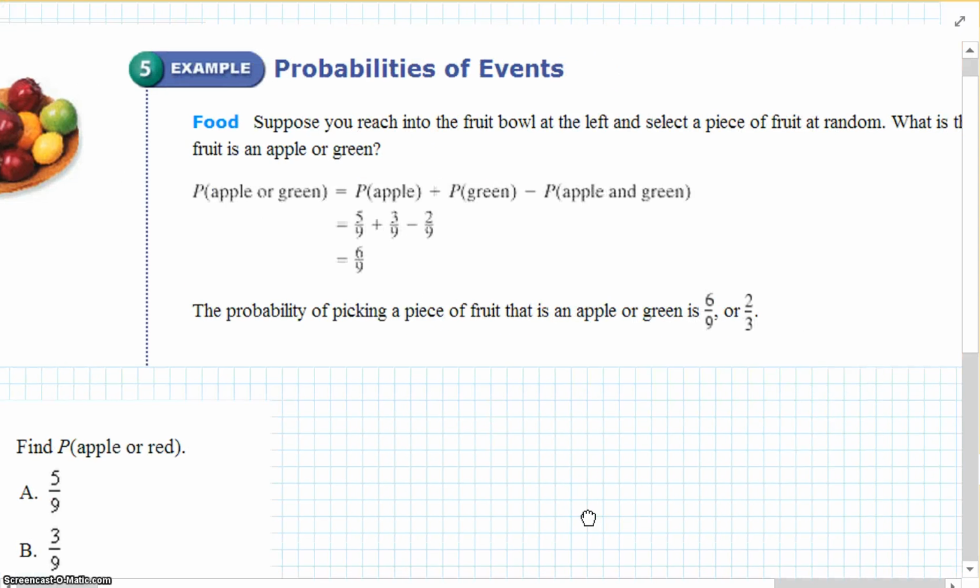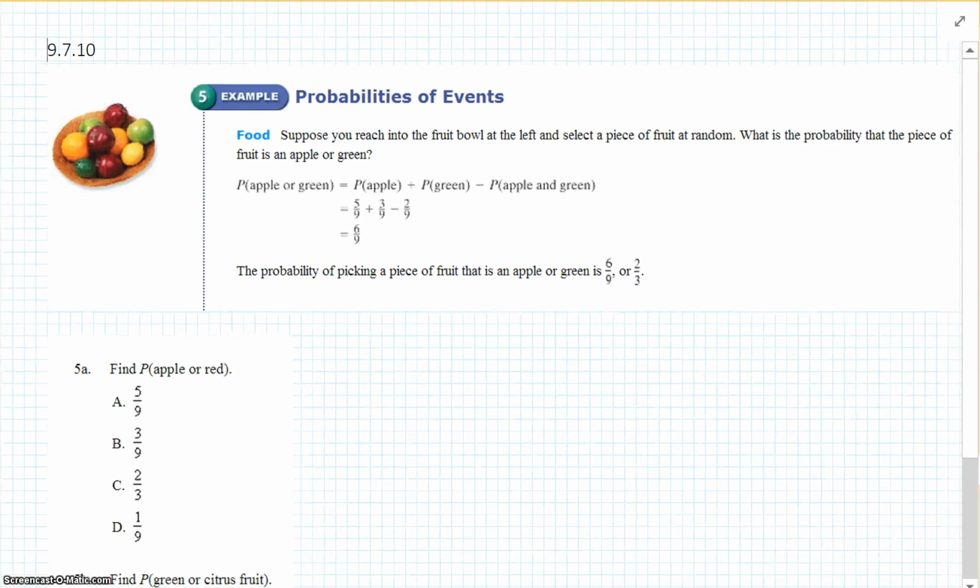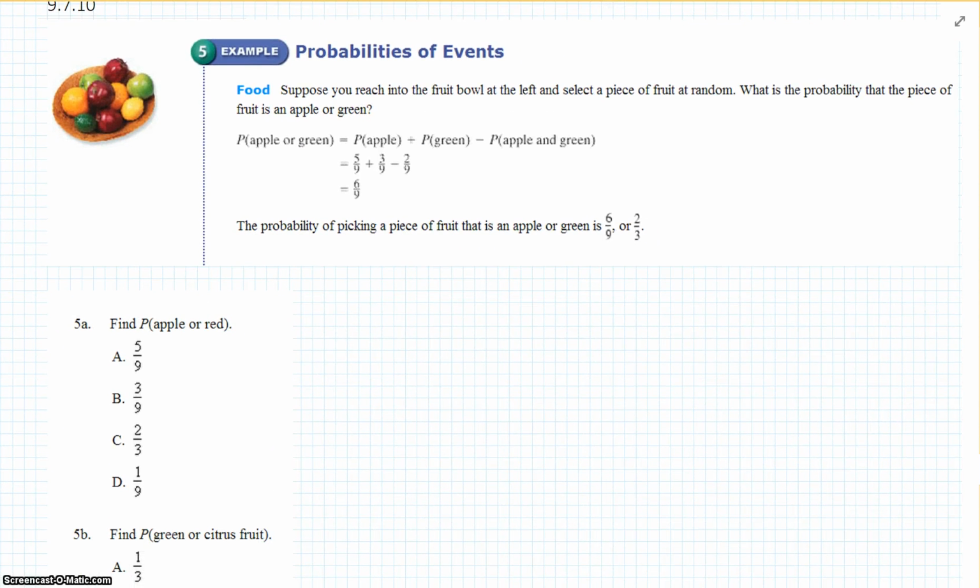Okay, let's look at the probability of events. Suppose you reach into a fruit bowl at the left and select a piece of fruit at random. What's the probability the piece of fruit is an apple or green? Well, let's count the apples. 1, 2, 3. So I have 3 apples. Oh, I lied. 5 apples out of 9 fruits. 1, 2, 3, 4, 5, 6, 7, 8, 9. I have 5 apples, and I have 3 green fruits.